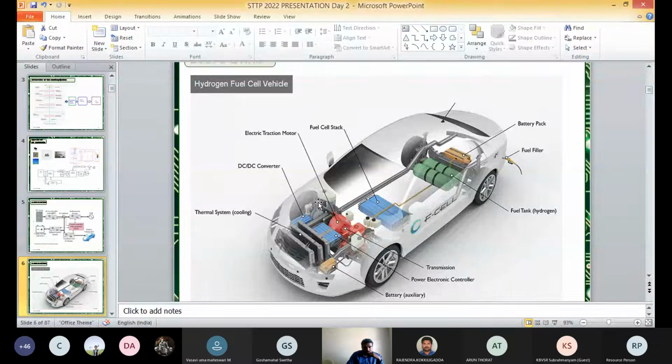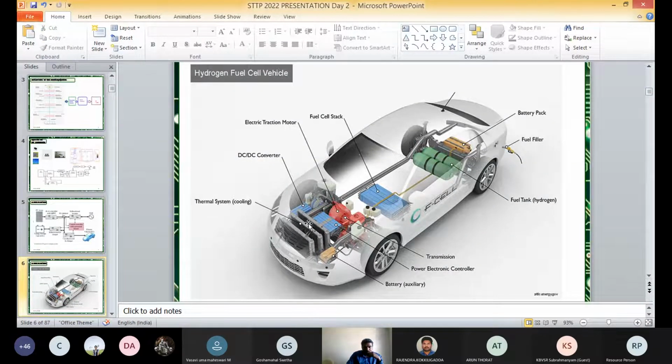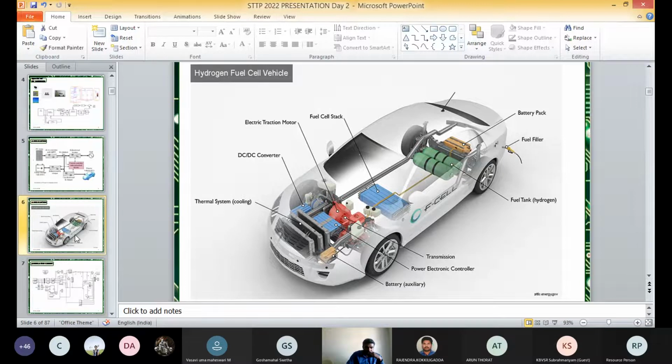So this is the hydrogen fuel cell vehicle. Here also, inside this one, we are using some DC to DC converter. This is the fuel cell stack. With the help of this one, we get some DC power supply, and to charge the battery inside this car, again we are using some DC to DC converter.